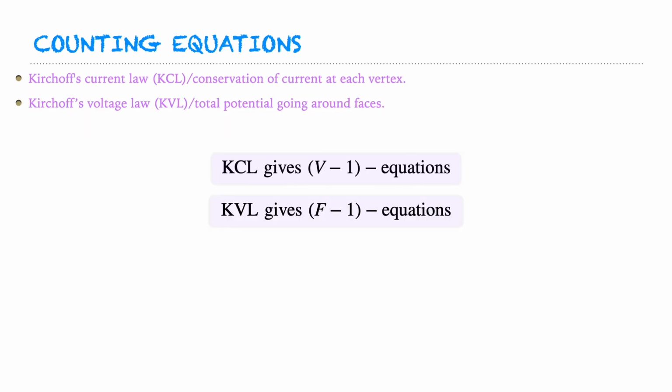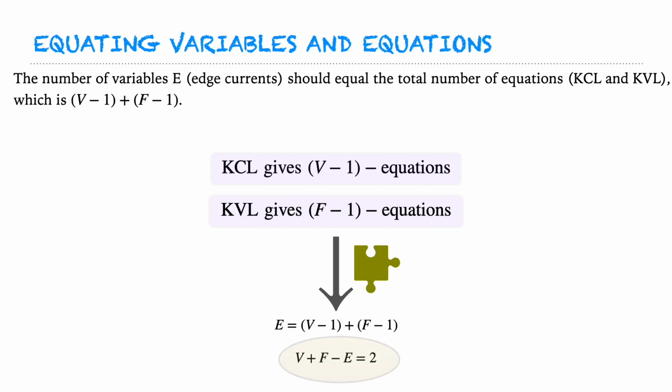Now Kirchhoff's current law gives V minus 1 equations and Kirchhoff's voltage law gives F minus 1 equations, and the number of variables, the edge currents, equals the total number of equations from KCL and KVL. So the number of edge currents, which is E, equals V minus 1 plus F minus 1. Therefore V plus F minus E equals 2.